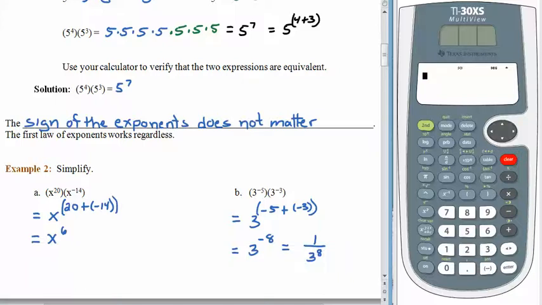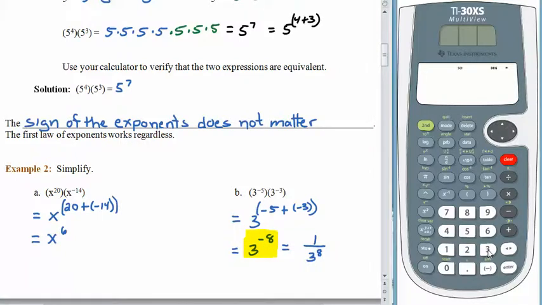We can also check this last one on our calculator. We want to make sure that the end result has the same value that our initial problem had. So the first thing we'd like to look at is 3 raised to the -8th power. That's what the calculator thinks it is. And then we would like to look at 3 raised to the -5 power. Don't forget to use that arrow key to come out of the exponent. Multiply by 3 raised to the -3rd power.